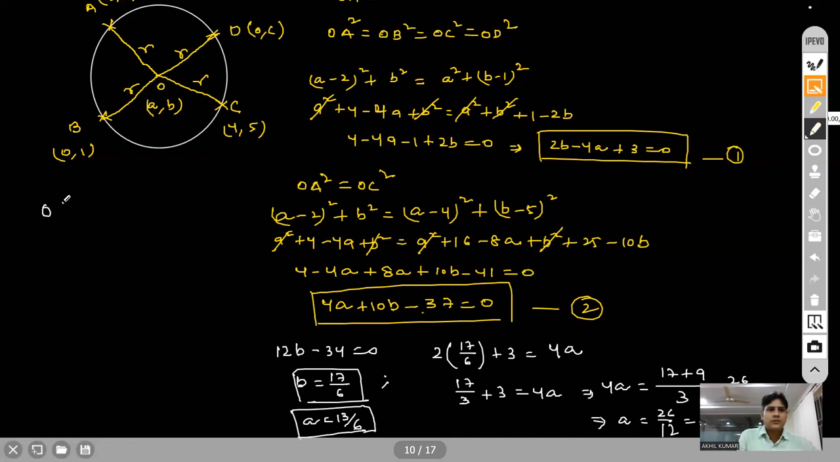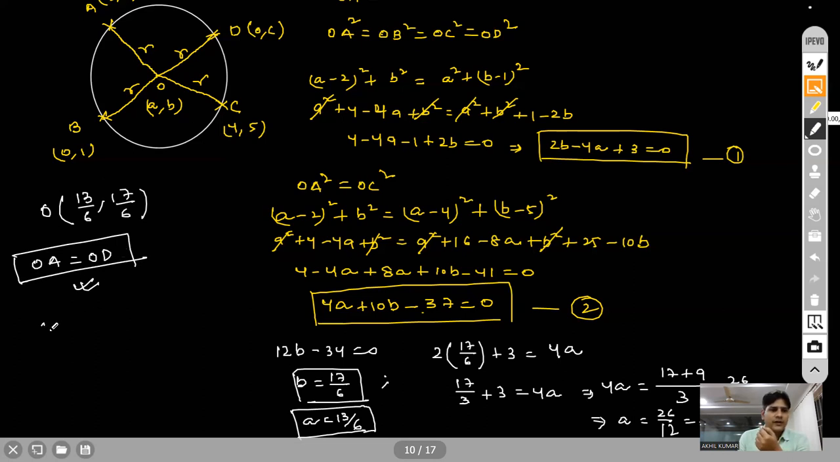This O comes out to be 13 upon 6 and 17 upon 6. Now again, equating this value, this OA is equal to OD, we can find the value of C from here. You can also equate OB is equal to OD, not an issue. Then also you can find the value of C. So I think it is clear.